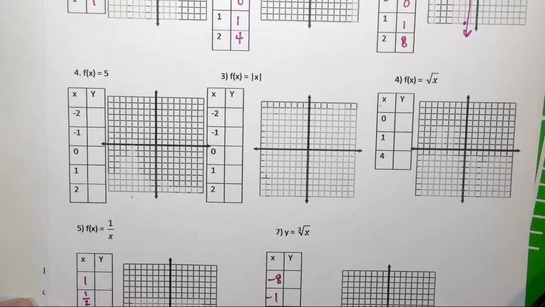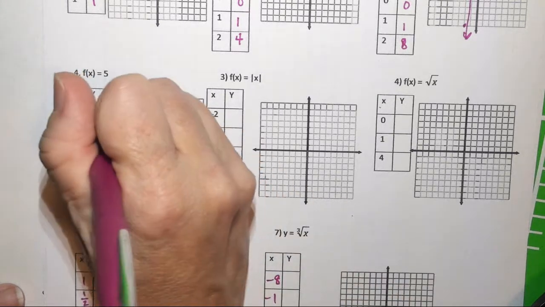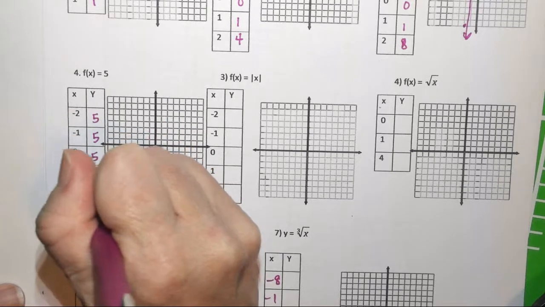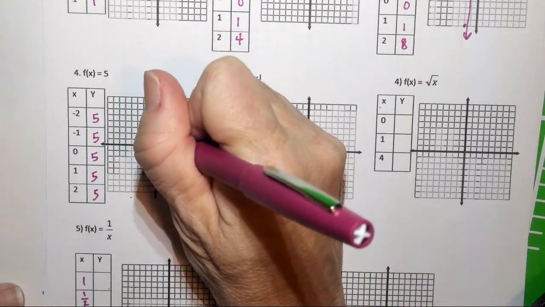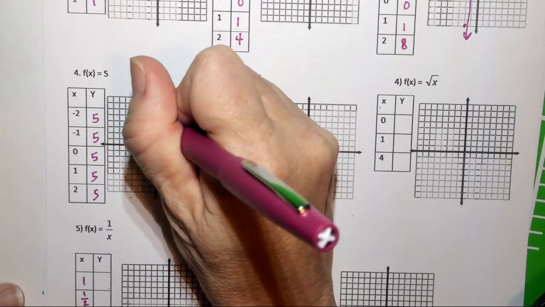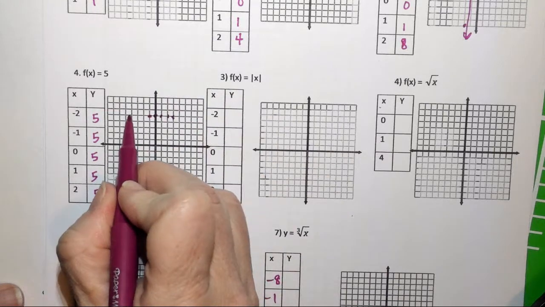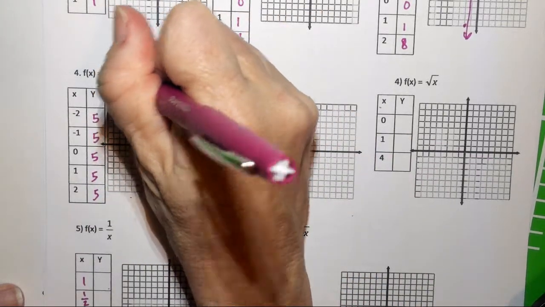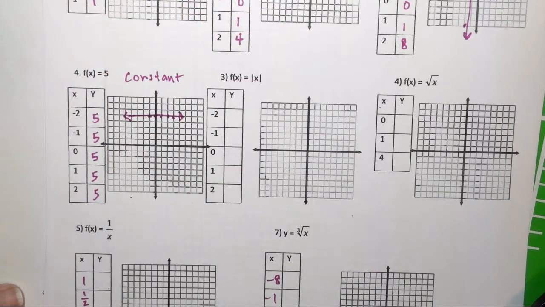Number 4, f of x equals 5. Now there's no x value to plug in for this equation, so all of your y values are going to end up being 5, no matter what your x value is. So when you go and graph these, you're going to get your constant equation. That's your constant function.